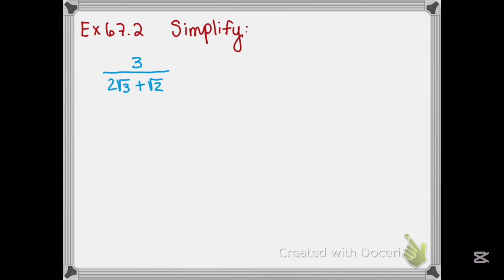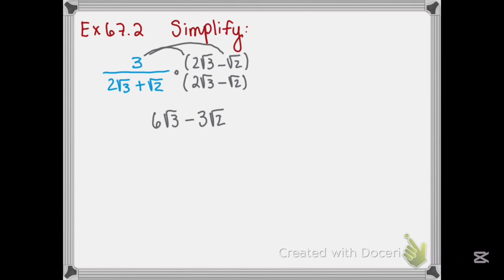Let's look at this other example. It's very similar. We have to multiply by the conjugate, which is again changing the sign of one of them. And I'll change the second one. So that is easy to do, then the multiplication and find the answer. When I multiply, the top is 3 times 2 is 6 square root of 3. And 3 times negative square root of 2 is negative 3 square root of 2.